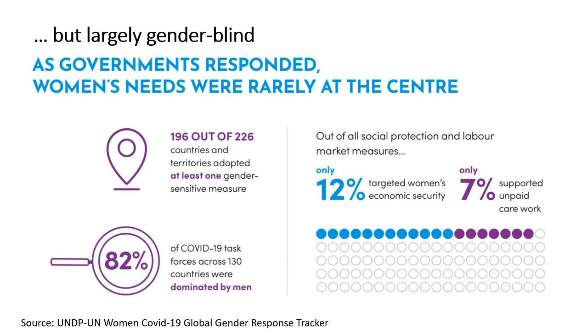So here we see globally 196 countries out of 226 countries have adopted at least one gender sensitive measure. And when we look closer at the measures related to social protection, only 12% target women's economic security, and only 7% supported unpaid care work, which is really low. So most social protection measures during the COVID-19 pandemic were mostly gender blind.